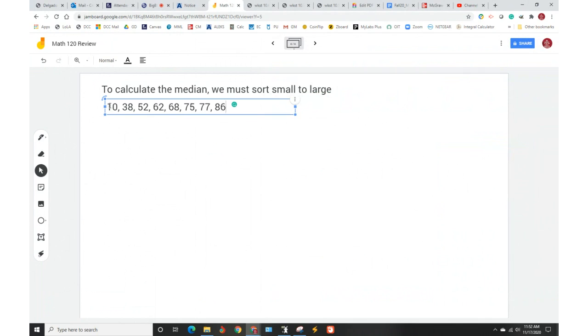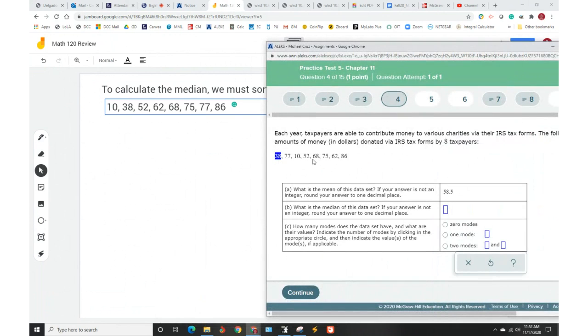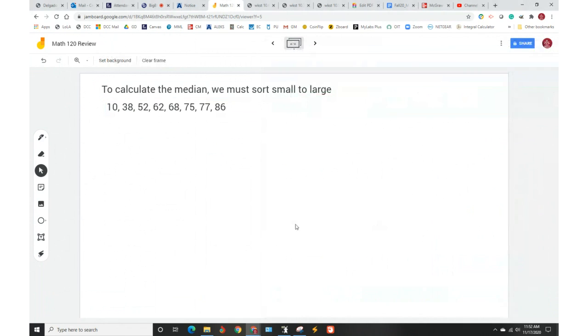Okay, so 1, 2, 3, 4, 5, 6, 7, 8, and that looks to be original. All right, now they're sorted smallest to largest. Now, there's no one in the middle here. Here's the problem. See that right there? There's no one in the middle. There are 2 in the middle.